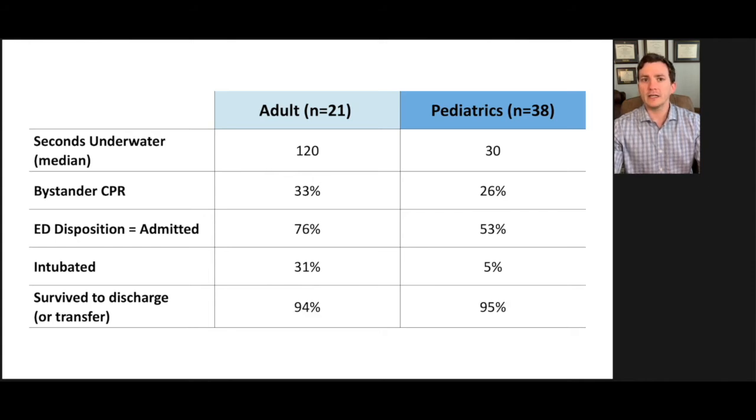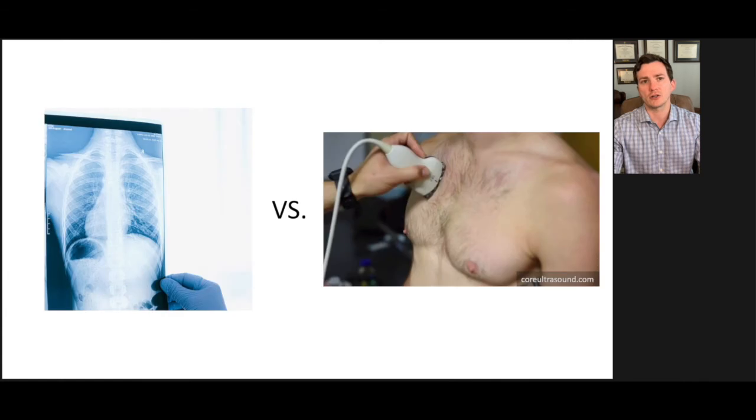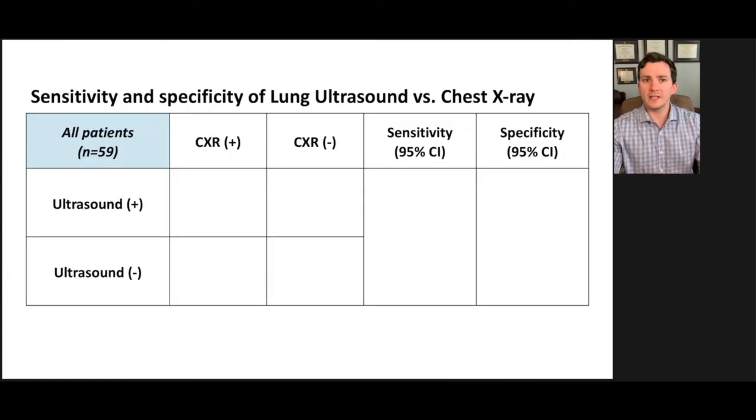And of those admitted, 94% of adults survived to discharge or transfer, and 95% of children survived to discharge. So how did ultrasound compare to x-ray? Overall, 24 patients had evidence of pulmonary edema on chest x-ray. Of these, 20 had a bedside ultrasound positive for pathologic B lines according to the novice interpretation.